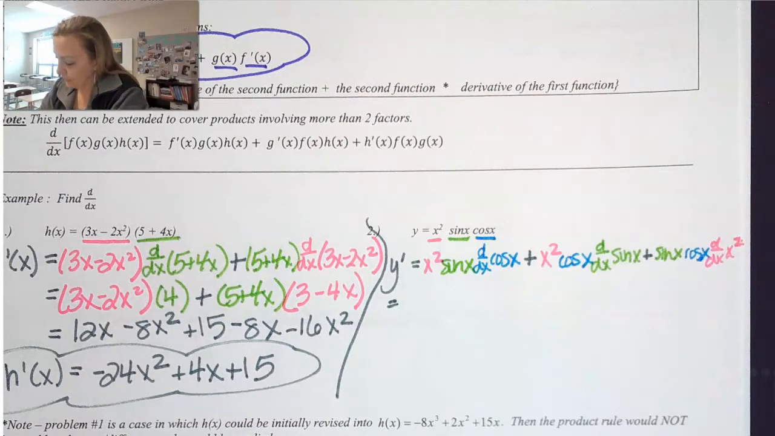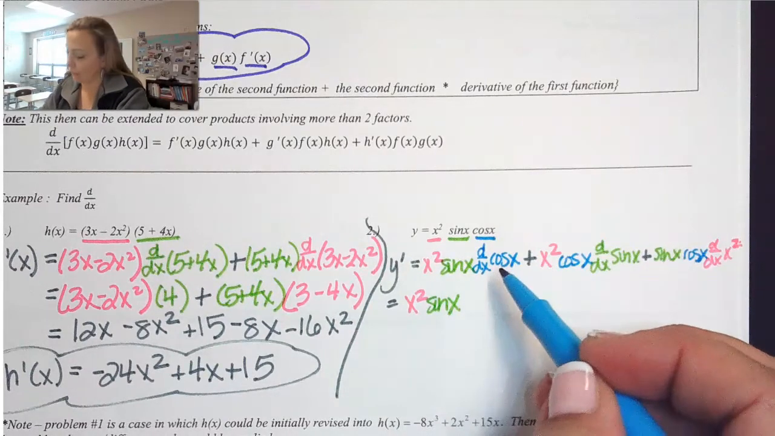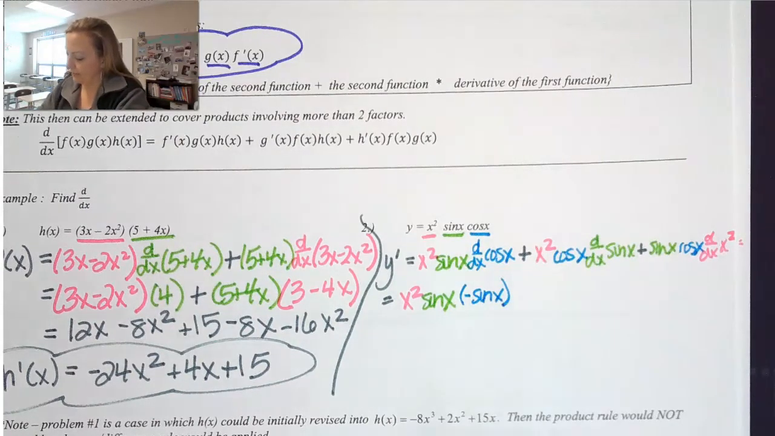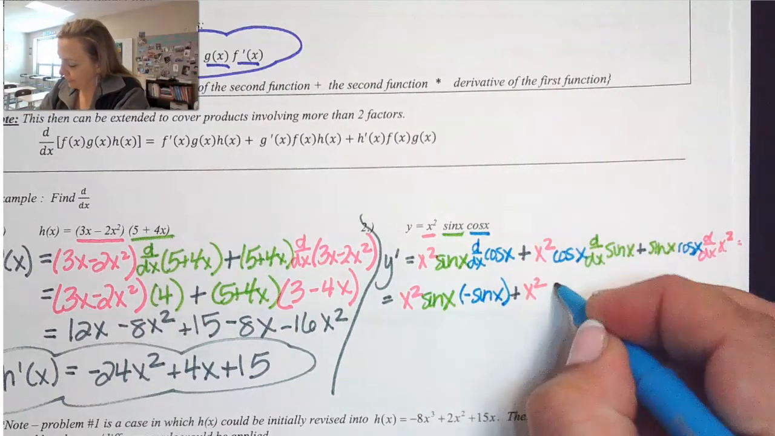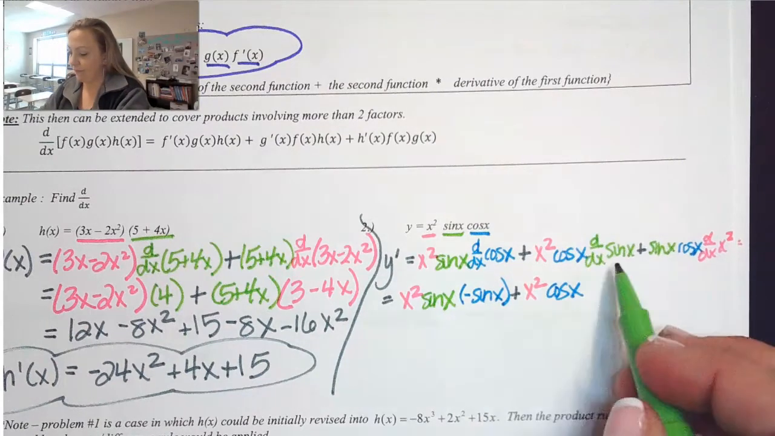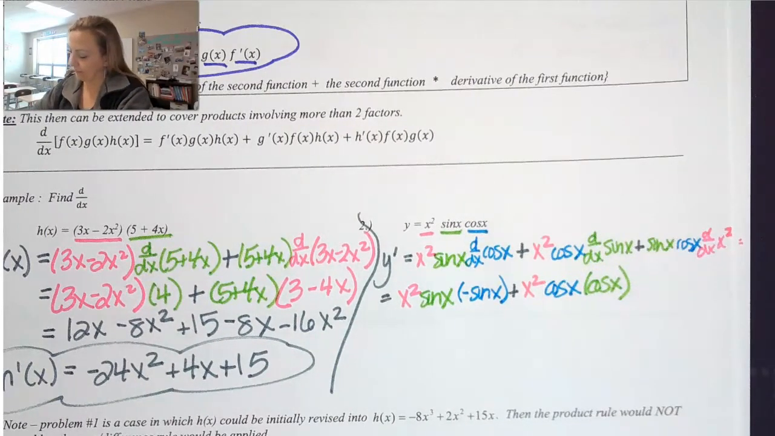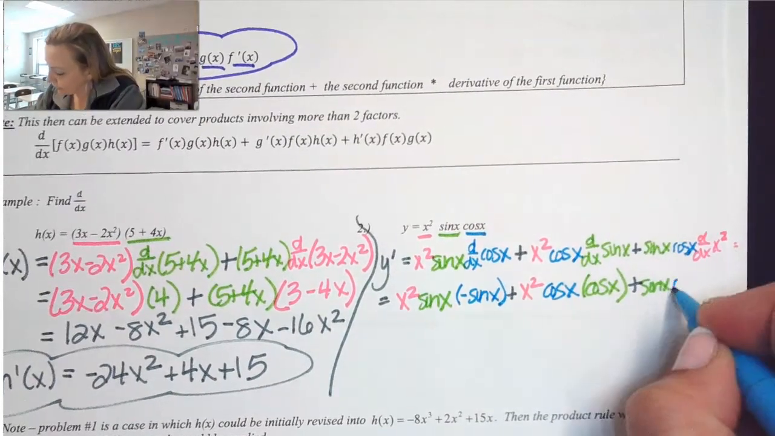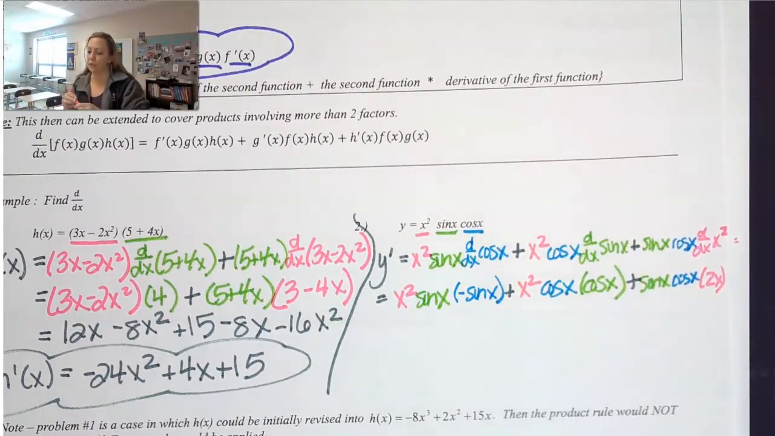We've got x squared times sine of x, and now we want the derivative of cosine of x. Remember, the derivative of cosine of x is the opposite of sine of x. Now I've got plus, and I've still got x squared, and I had that cosine of x, but now I want the derivative of the sine of x. The derivative of the sine of x is just positive cosine of x, plus, and then I have the sine of x times the cosine of x times the derivative of x squared, which we know is 2x, right?